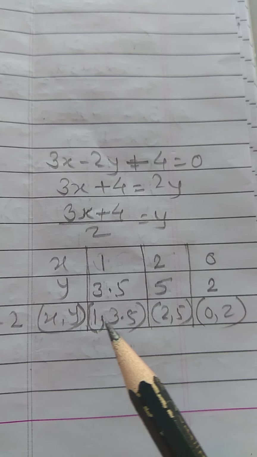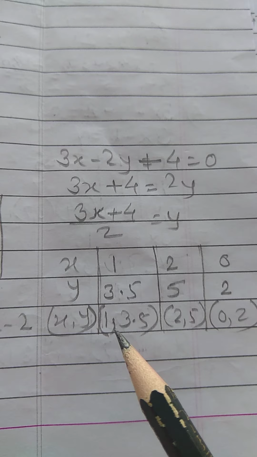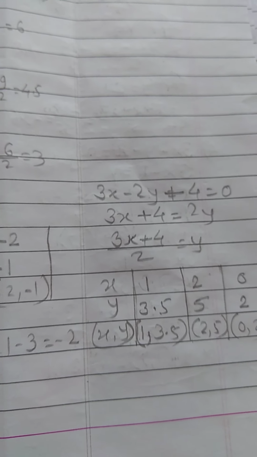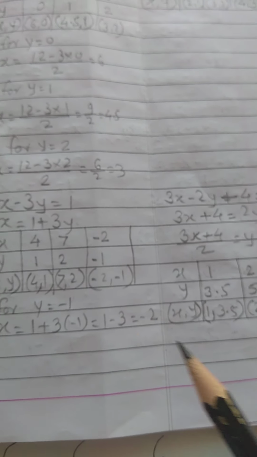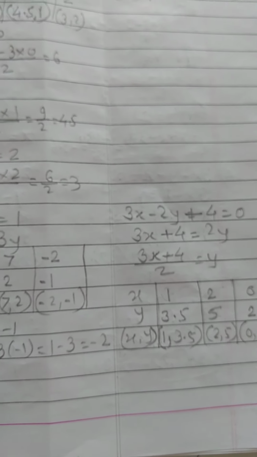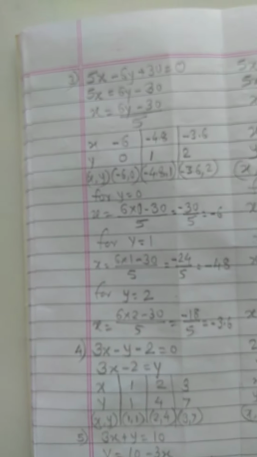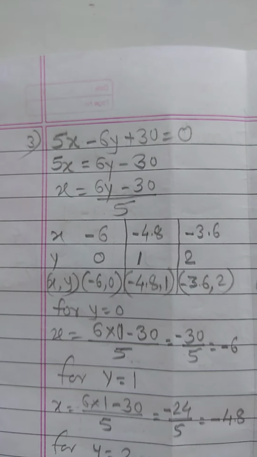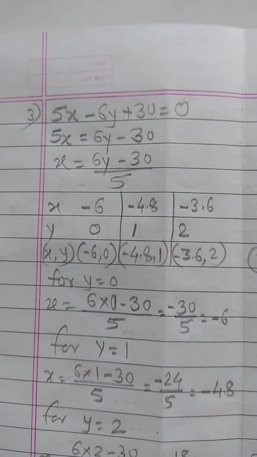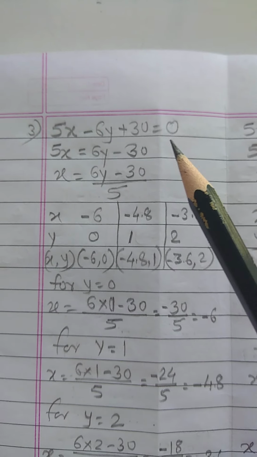So we will have these 3 ordered pairs as 3 points, and we can draw the line through the points. These two lines will intersect each other. You can draw it on the graph. This is the homework for you. The graphical work is. Now the next question is 5x minus 6y plus 30 equal to 0.